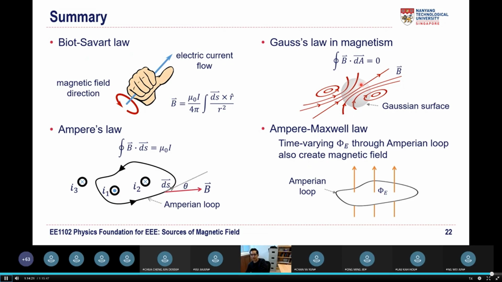And Gauss's law in magnetism says that we cannot have any separation of north and south pole, such that the total net magnetic flux through a Gaussian surface is always going to be 0. And then in the Ampere-Maxwell law, Maxwell added the time varying component: how the electric flux through the Amperian loop changes with time also contributes to the creation of the magnetic field around it. So that finishes our summary lecture today.